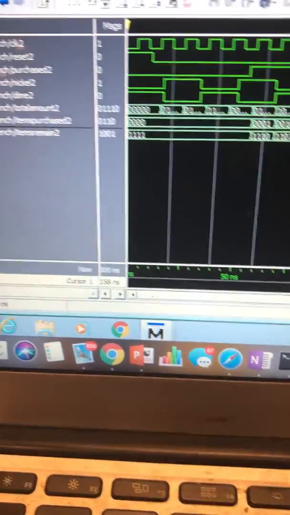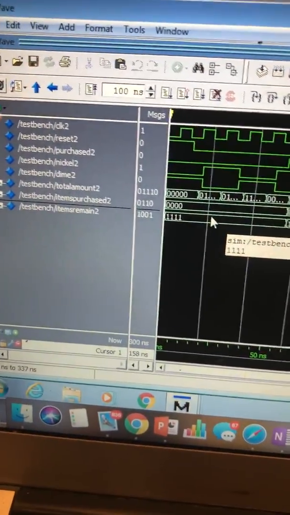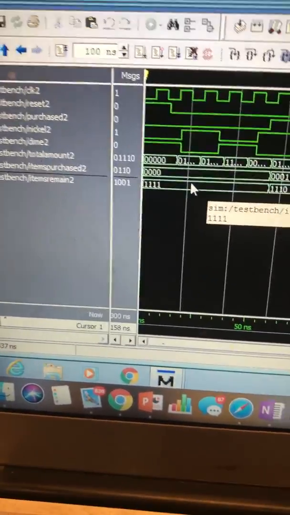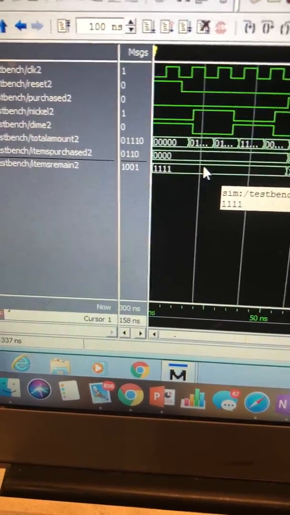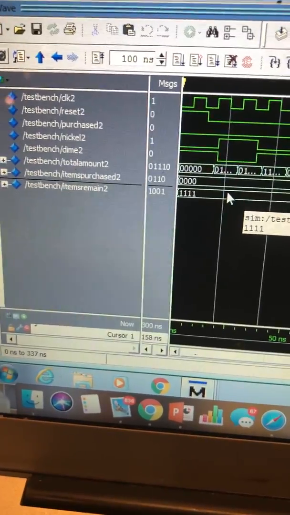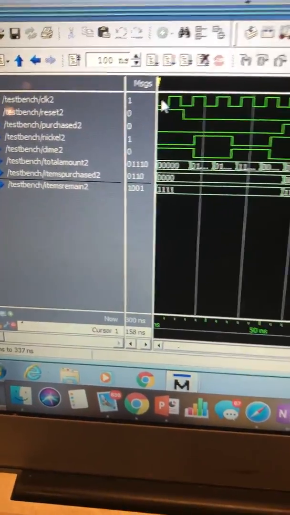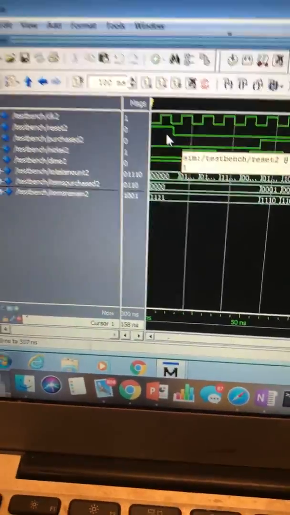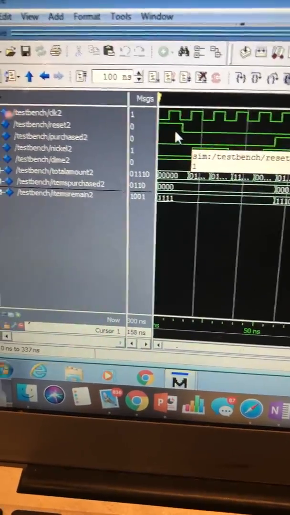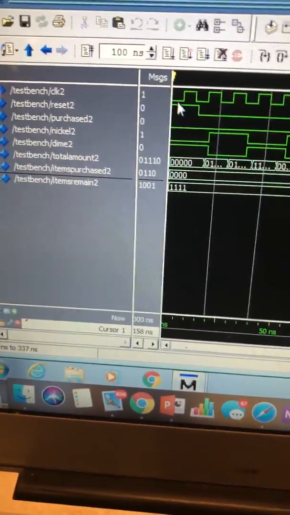So let's look at our simulation waves. Just remember to take note that our purchased items is not going to be based off of the amount of money put in, or the state transitions, because our FSM is not involved. We're just testing the counter. So whenever an item is purchased, when purchase is equal to 1, then we're going to increment our purchased items and decrement our remaining items. So let's just take that into account.